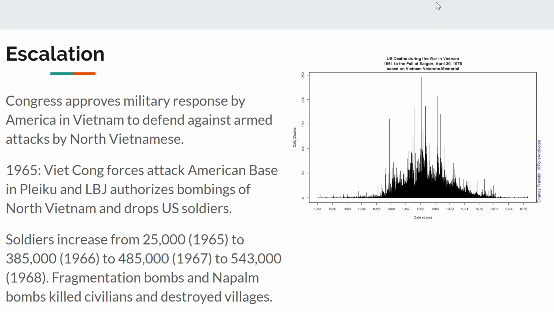And an attack happens in 1965 when the Viet Cong forces attack an American base in Pleiku, and LBJ immediately authorizes bombings of North Vietnam and drops U.S. soldiers. And this is where real escalation starts to happen. So soldiers increased from 25,000 in 1965 to 385,000 in 1966, up to a peak in 1968 of almost more than 500,000. And in addition to troops, there were new bombs, fragmentation bombs, and napalm bombs that killed civilians and destroyed villages. In the graph to the right, you can see U.S. deaths during the war, and from 1965 to 1968, there's a huge increase, and this is the escalation that we just talked about.